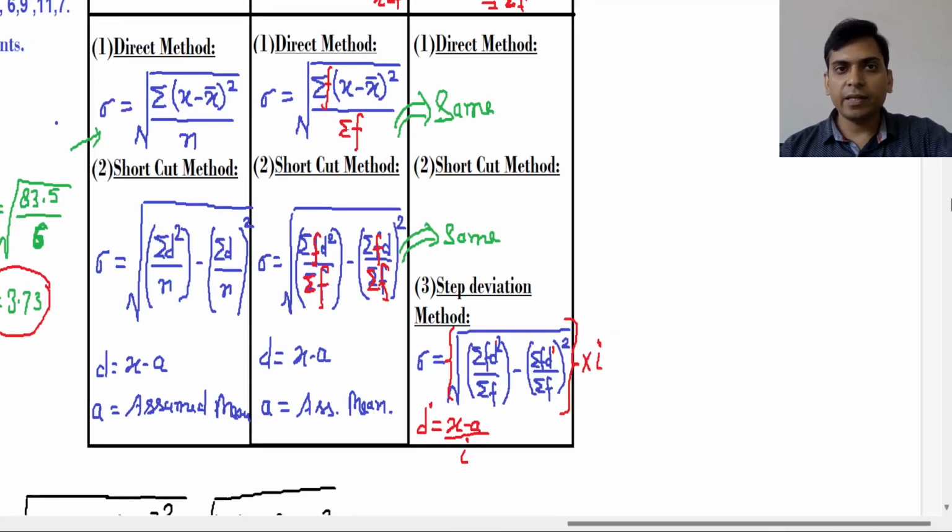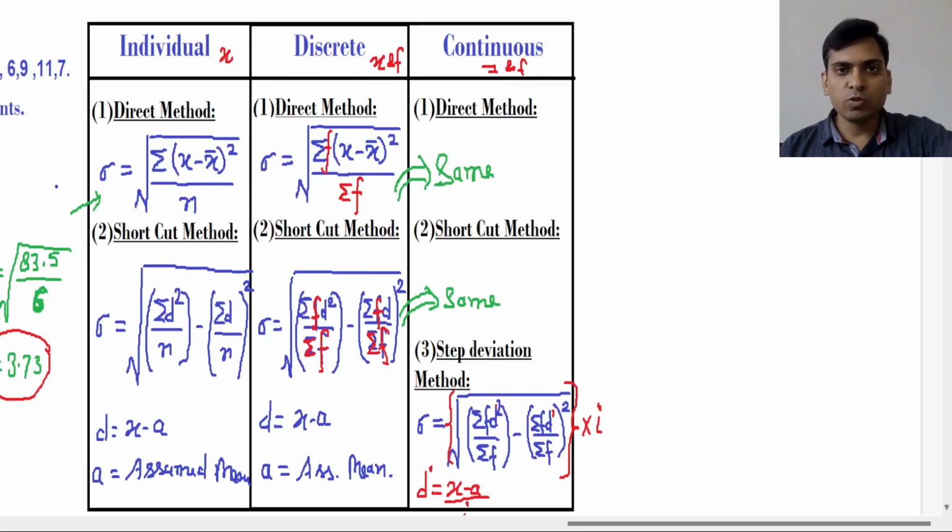So we have three categories: individual, discrete and continuous. And in the continuous category, we have three methods: direct method, shortcut method and step deviation method. As we can convert continuous data into discrete, we can use the same formulas of discrete for the first and second, and step deviation is different. So the first method, direct method, formula is this. I am copying this formula of direct method.